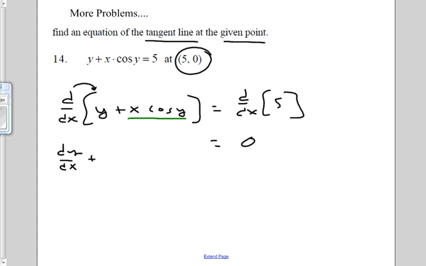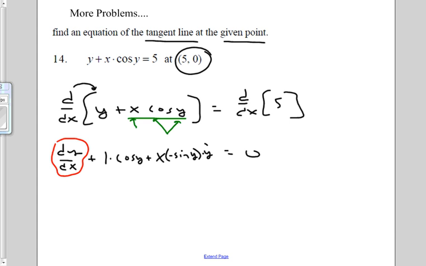And now let's go through this a little slowly. Here's my first function, and then here's my second function. So derivative of the first is just 1 times the second plus the first times the derivative of the second. Well, the derivative of the second is negative sine of y times y prime. And that's all equaling 0. Kind of bad form here using two different expressions of the derivative, but they're the same thing.